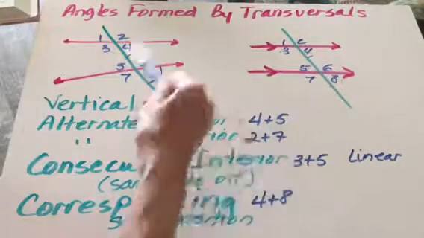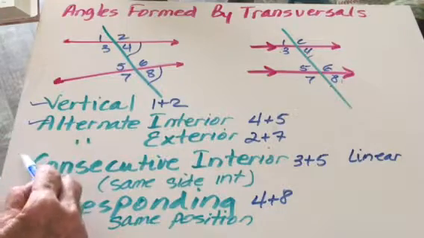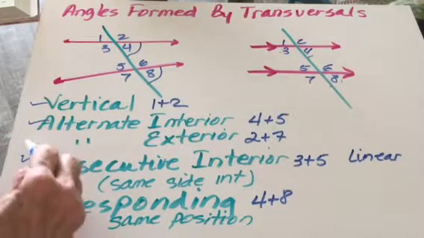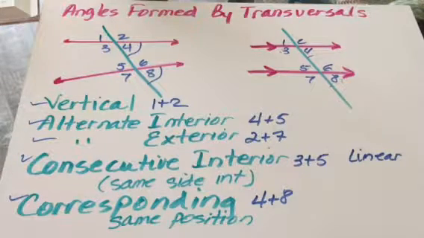Now, you have to know this for the whole year. So memorize these words. 1, 2, 3, 4, 5. 5 of those words, you have to know what they mean. They will be on tests and quizzes, and you just have to know them.